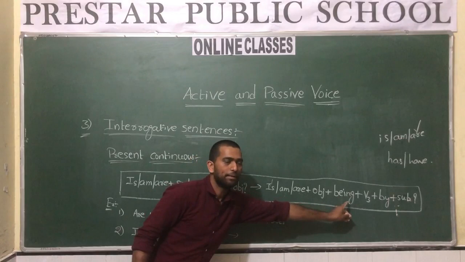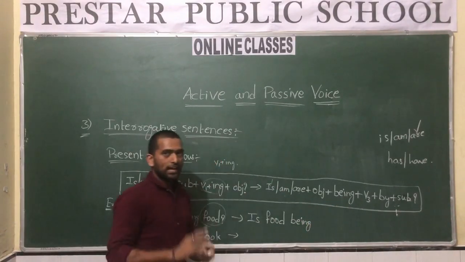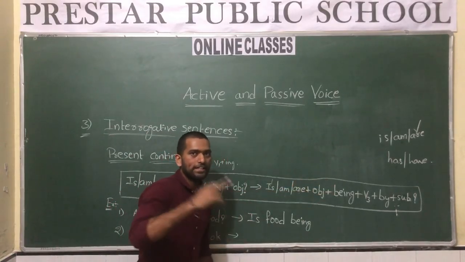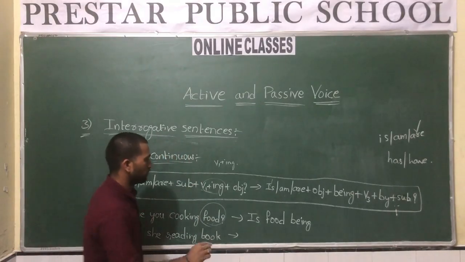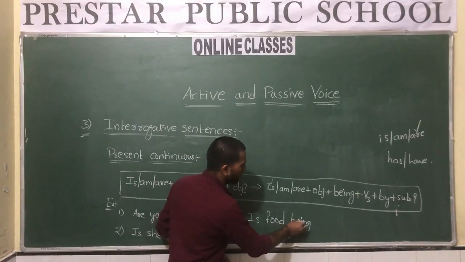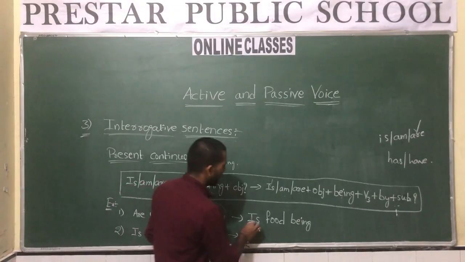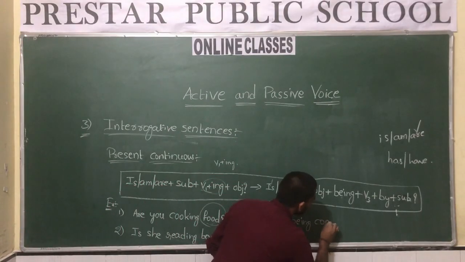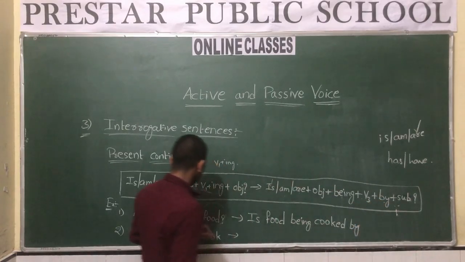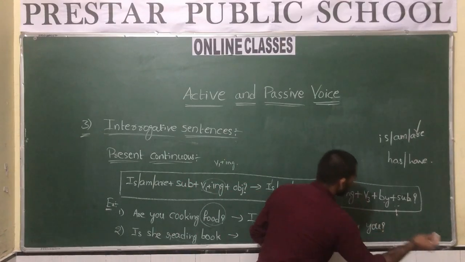after the object, being. In assertive sentences also we use the same structure, but there the object comes first and then the helping verb. In interrogative sentences, the helping verb comes first and then the object. That is the only difference between assertive and interrogative sentences. Is food being, and after being, the past participle. What is the past participle form of cook? It is cooked. Is food being cooked by, and then the subject. The objective form of you is you.